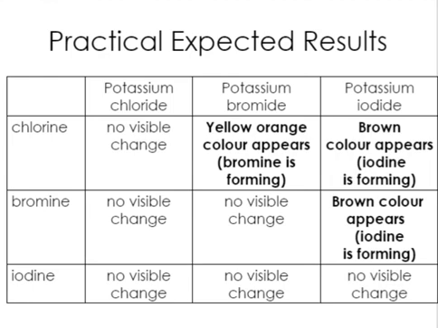So for the bromine reacting, bromine's less reactive than chlorine, so nothing's going to happen. Bromine's not going to react with bromine. And bromine is more reactive than iodine, so when you get bromine and potassium iodide, you're going to get a brown colour appearing because of the iodine forming. Iodine is the least reactive of these three, so in none of them are you going to see any change. So there's going to be no visible change or no reaction for all of those three.